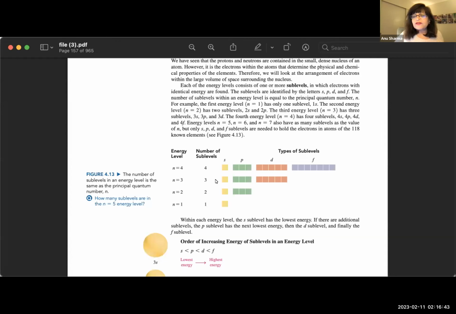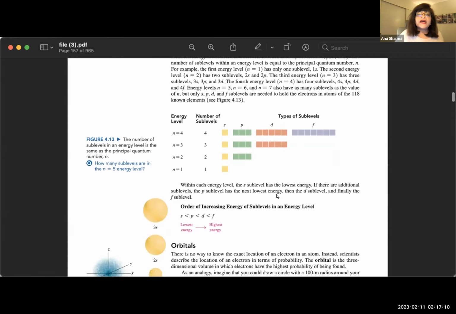So every sublevel or subshell has orbitals. The first energy level has one subshell. The second energy level has two, s and p. The third energy level has three, s, p, d. And the fourth energy level has four subshells, s, p, d, and f. So the number of subshells equals the number of the energy level.